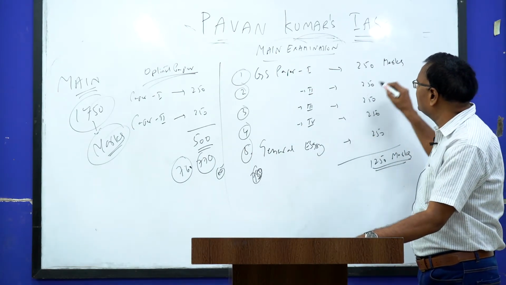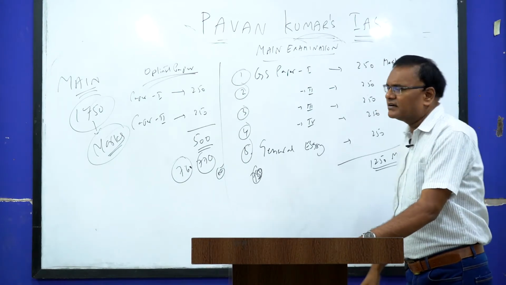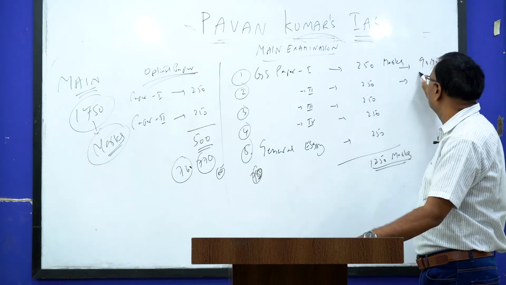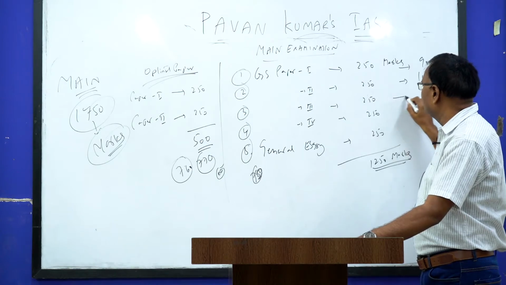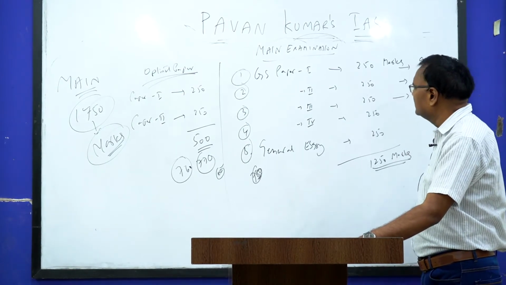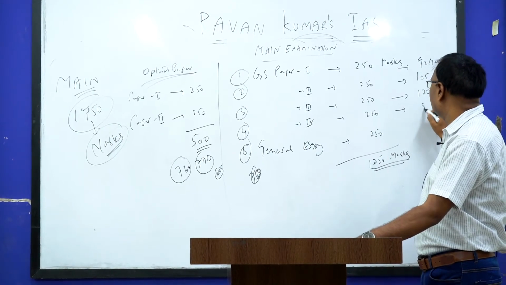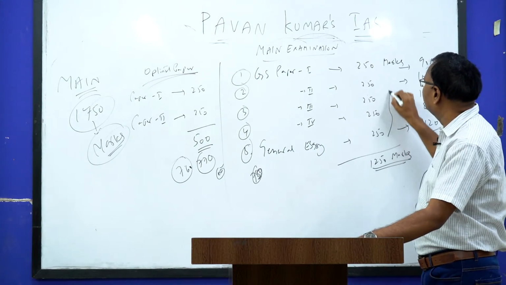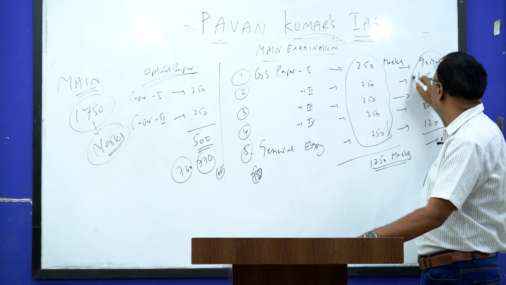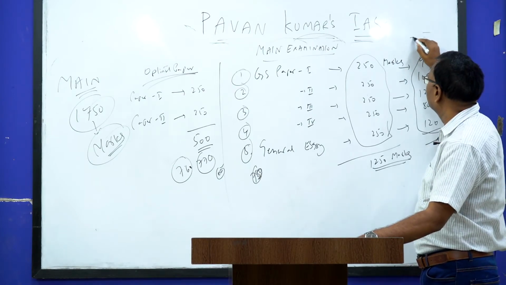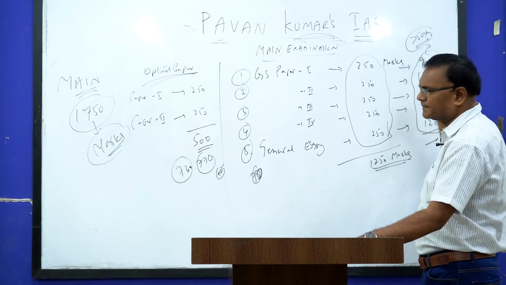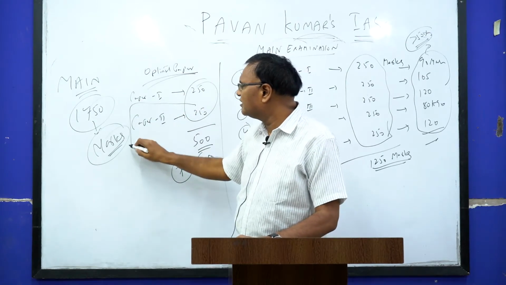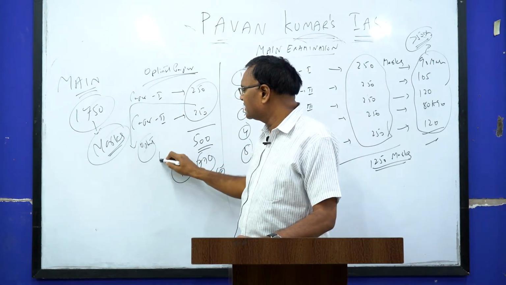What are the average marks students get in all these papers? In paper 1, out of 250 marks, average marks are around 90. In paper 2, it is around 105 or 110 marks. In paper 3, they get around 120 marks. In paper 4, they get around 80 to 90 marks. In essay, around 120 marks. You can see here, in none of these papers are average marks more than 50%. How difficult the examination is. But students get very good marks in optionals. In optionals, they even get 60% also.